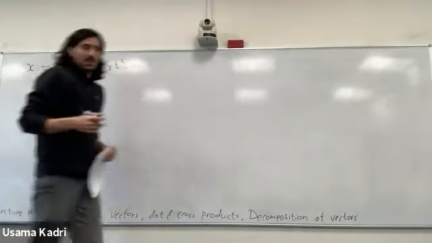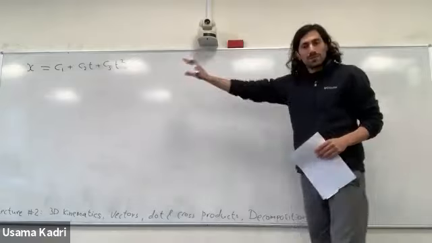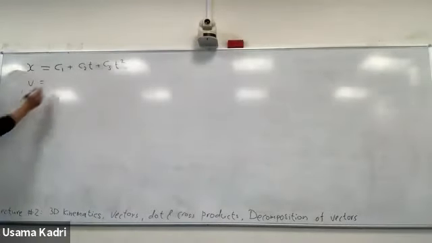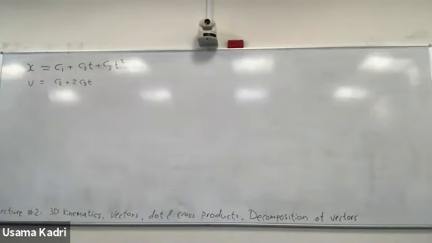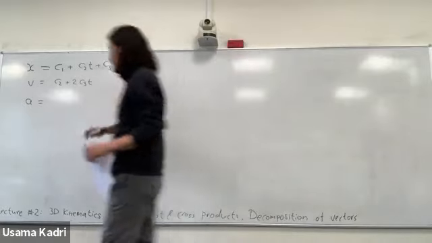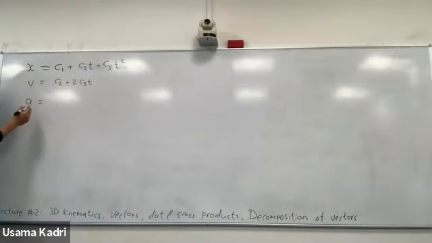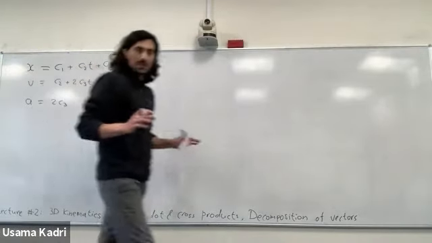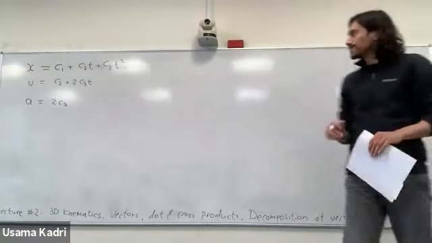Now we know that to get the velocity, all we need to do is to take the first derivative. So the velocity would be C2 plus 2 times C3t. And the acceleration, which is the second derivative of position in time, or the first derivative of the velocity in time, that would give 2C3. We talk about constant accelerations.